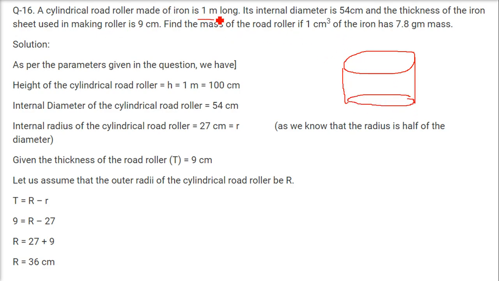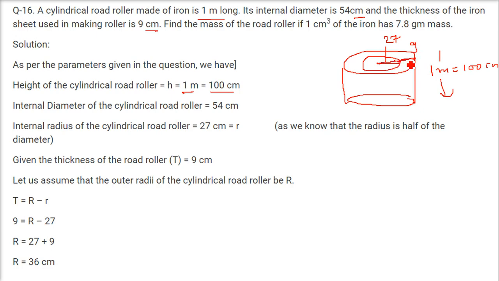The cylindrical road roller made of iron is 1 meter long, and since the others are in centimeter, we will convert it into centimeters. 1 meter is 1 into 100, that is 100 centimeters. So this will be 100 centimeter height. Then internal diameter is 54, so the internal radius will be 54 by 2, that is 27. And the thickness of the iron is 9. So this thickness of iron from here to here is 9.